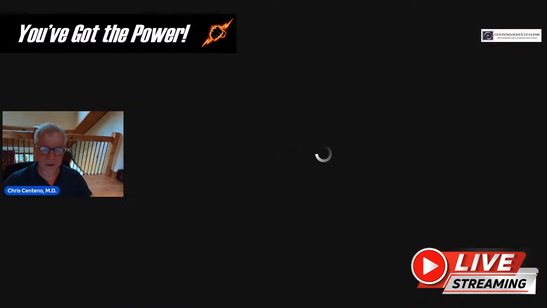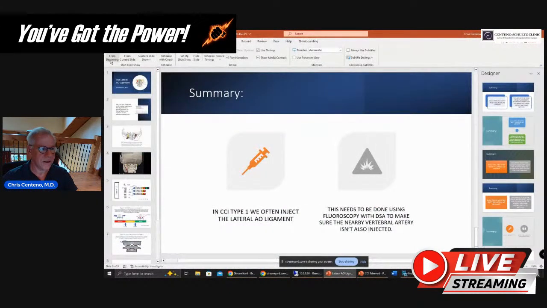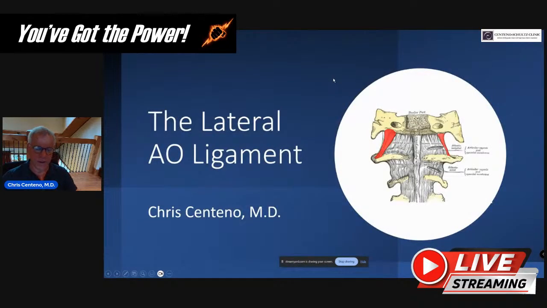Let me go ahead and start by sharing my screen. Looks like that worked. We'll get the lateral AO ligament up there. So again, today we're talking about the lateral AO ligament. I'm going to show a lot of different pictures of it, but you can see it right there in red. This is the skull way up here, and this is C1, C2. So you have a sense of where this lives.